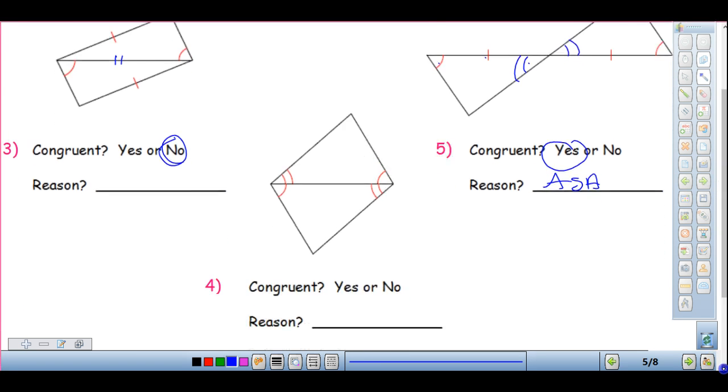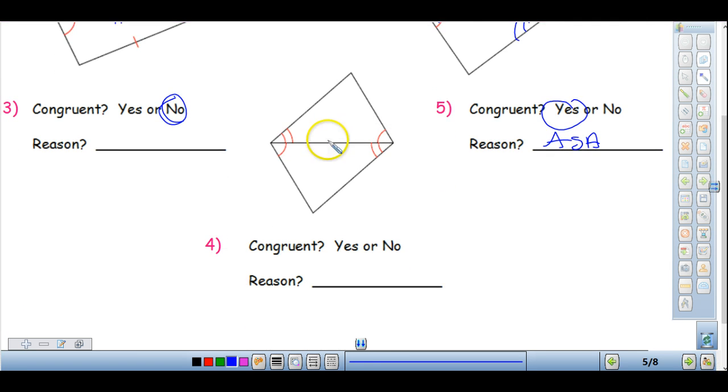Okay, and then let's look at this middle one. Okay, I have a shared side, so I can say that's congruent. And now I have that same thing. I have an angle, a side, and an angle. On my other triangle, I have an angle, a side, and an angle. So I can say angle, side, angle on that one.